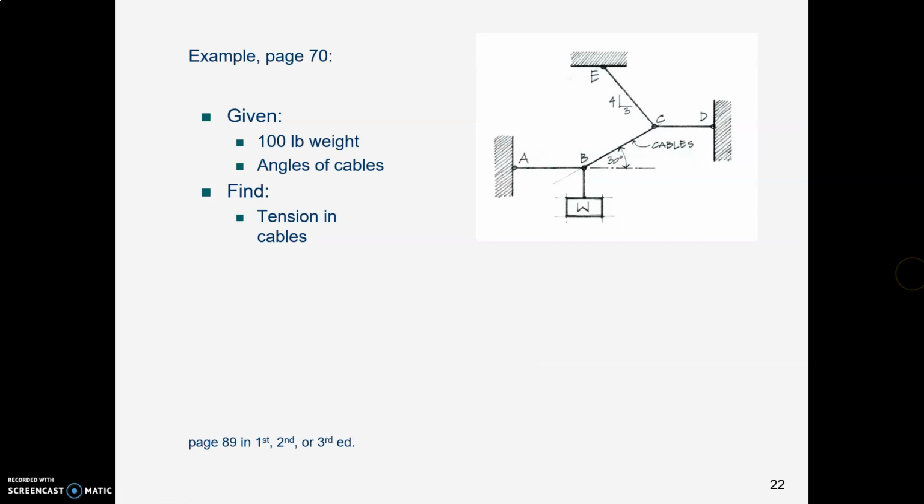For the second problem, first I want to look with you at an example that he puts in the textbook. This example is quite similar to your second homework problem. He has a 100-pound weight hanging from some cables, and the cables are attached here and there. And he gives us the angles of the cables. And he says, from there, find how big is the tension in each of those cables. All right, what do we do?